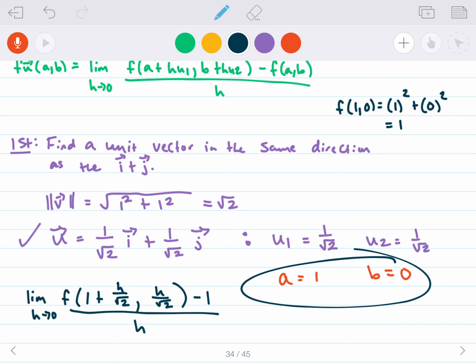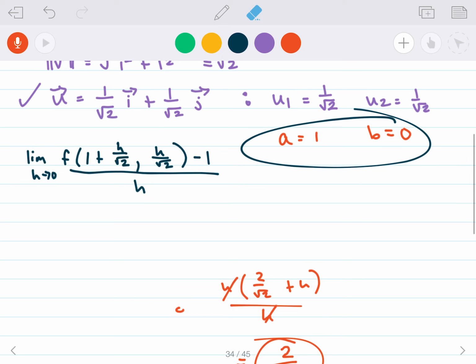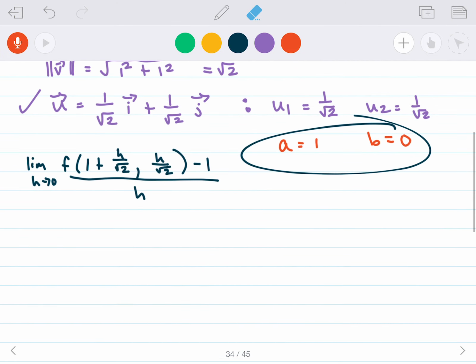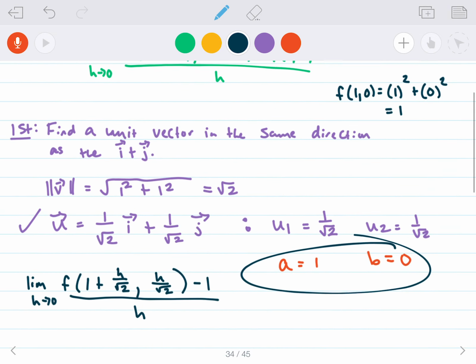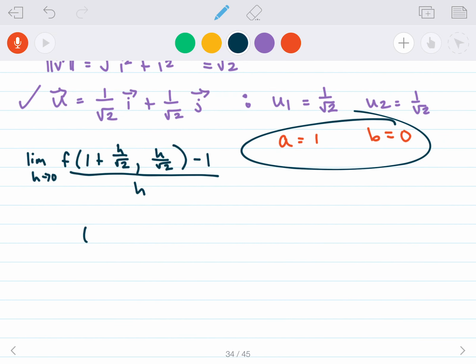And now I can simplify this out. All right, so let me erase some of this stuff down here. Okay, so again, this f of whatever, this is your x and this is your y, right? So we're just plugging it into the surface function right here, x squared plus y squared. So we have 1 plus h over root 2 squared plus y squared, still the minus 1 all over h.